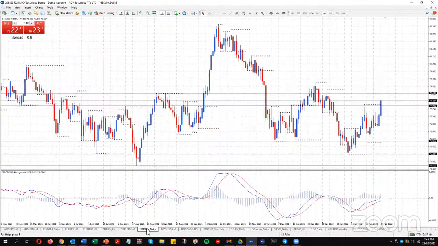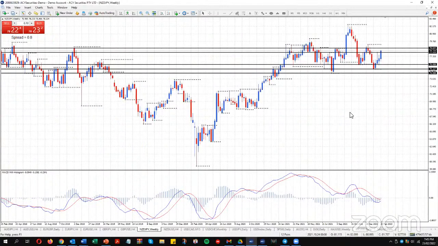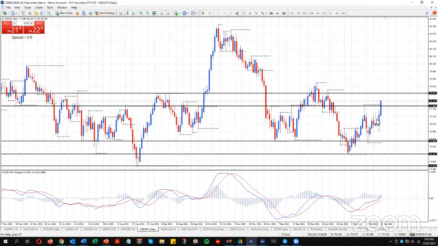All right, last pair, New Zealand yen. This has been going up in a similar vein. I've got my weekly levels in on here. So like I was just saying on the New Zealand dollar, if we go to the day chart, this looks like it's in an uptrend quite clearly. We've got a higher top now, higher bottom.